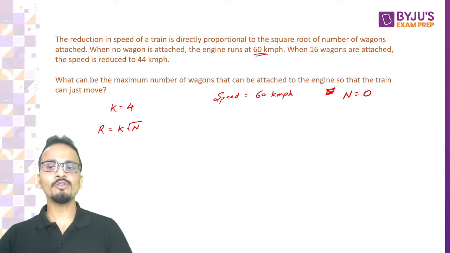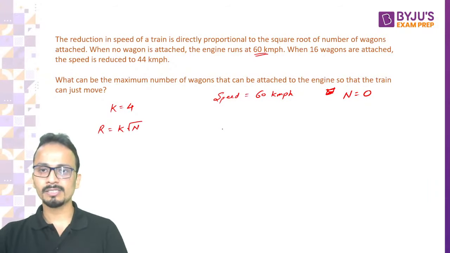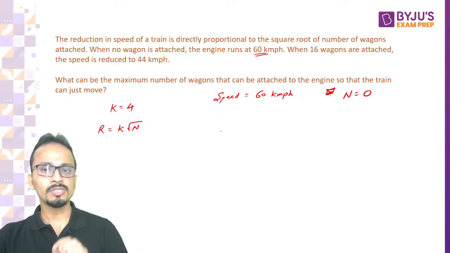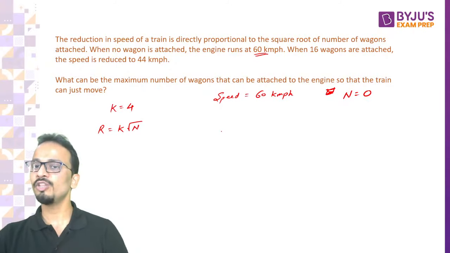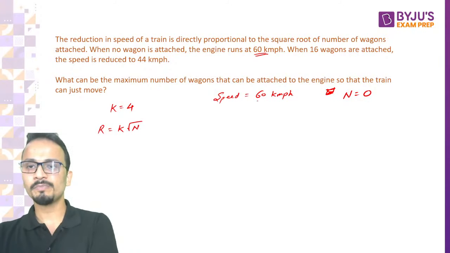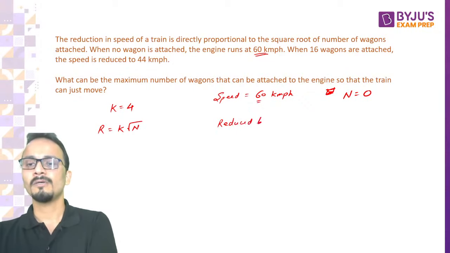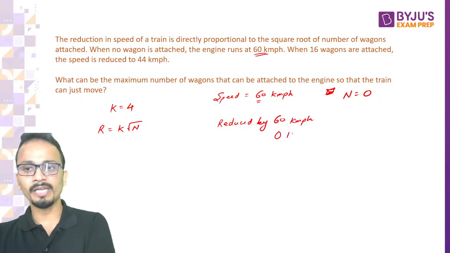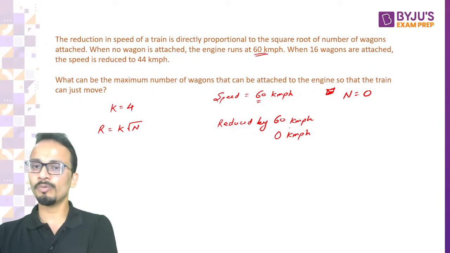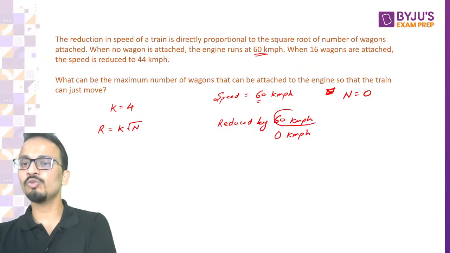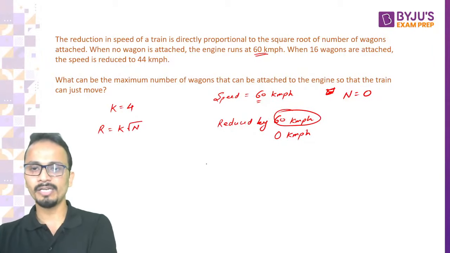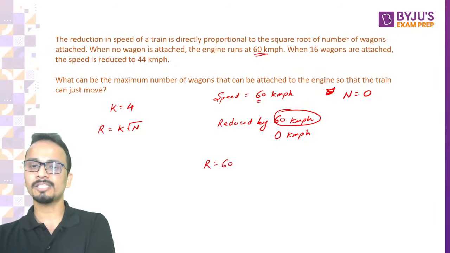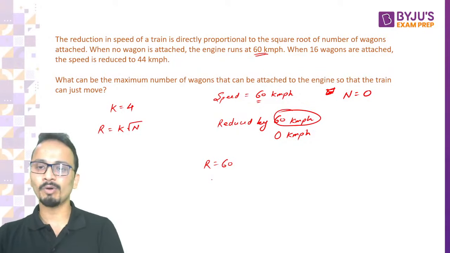So what I'll do is I'll try to find out the number of wagons after which the train will come to rest. The train will not move. Okay. So if the speed is 60, I can say that if the speed is reduced by 60 kilometer per hour, then the train will not be running. So the speed of the train will be 0 kilometer per hour. So I'll substitute reduction in speed as 60. All right. So reduction in speed as 60, and we'll calculate the number of wagons.